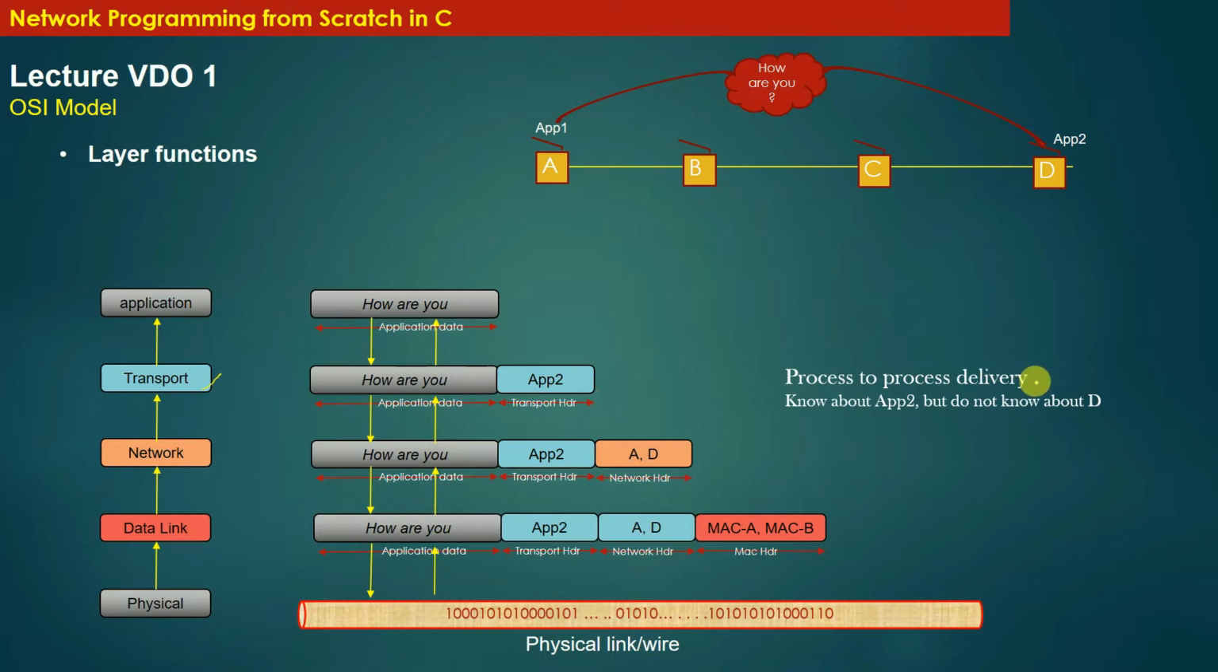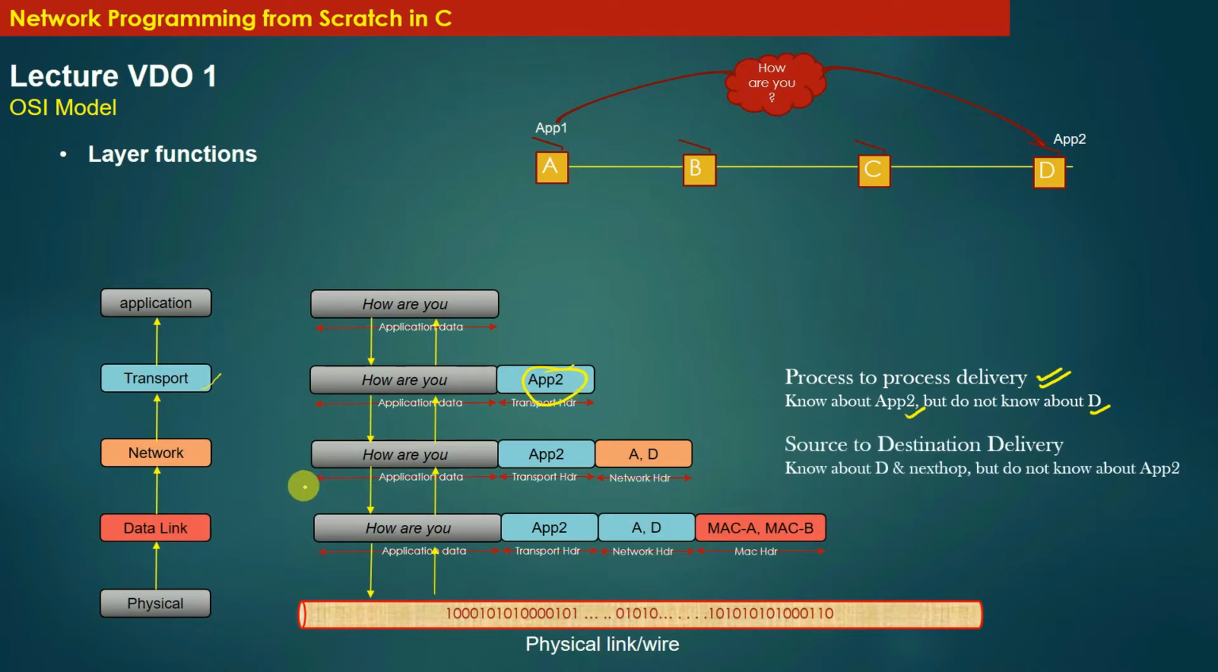Therefore, the transport layer has the responsibility of process to process delivery. The transport layer knows about the receiving process as well as the sending process, but it does not know which machine in the network application 2 is running on. You can see that in the transport header, we encode only the process information. We do not encode any machine information, that is, we do not encode any identity of machine D or machine A.